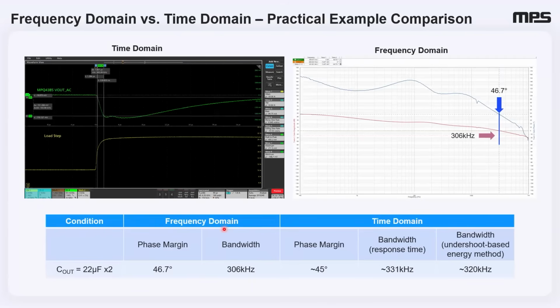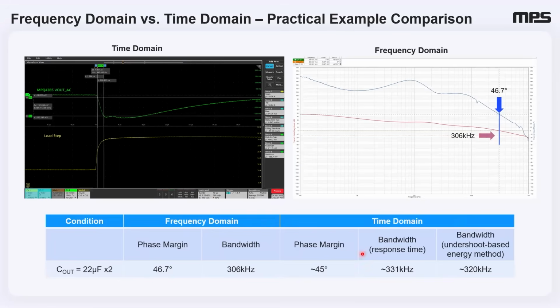Now, let's bring it all together and compare our time domain estimations with a traditional frequency domain measurement. On the left, we have the time domain response, which is a load transient response. And on the right, we see a classical Bode plot that is taken from a frequency response analyzer. For the same conditions with C out equal to 2 times 22 microfarad, in the frequency domain, we measure a phase margin of 46.7 degrees and a bandwidth of close to 300 kilohertz.